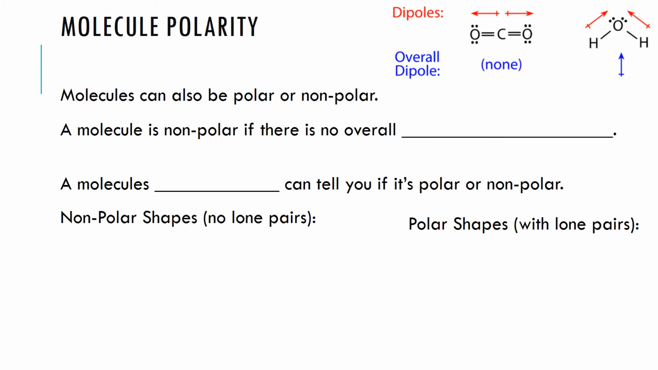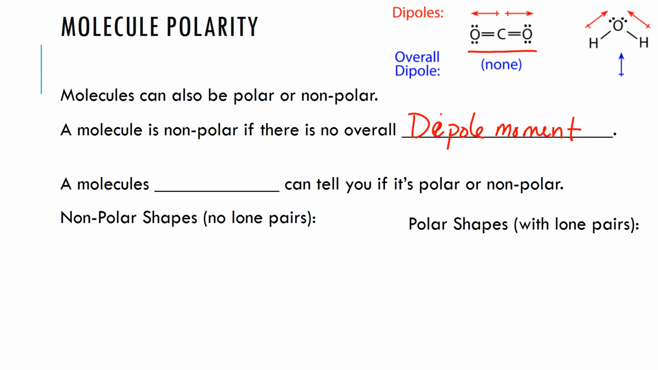All right, so now let's talk about the polarity of molecules. Molecules, like bonds, can also be polar or nonpolar, and a molecule will be considered nonpolar if there is no net overall dipole moment. What that means is that molecules that have polar bonds can be nonpolar overall. So we have our example up here.